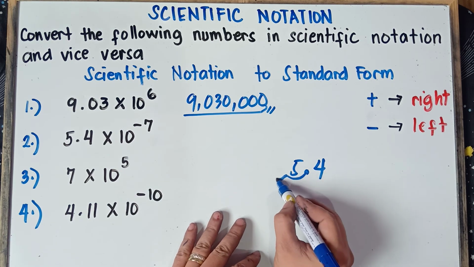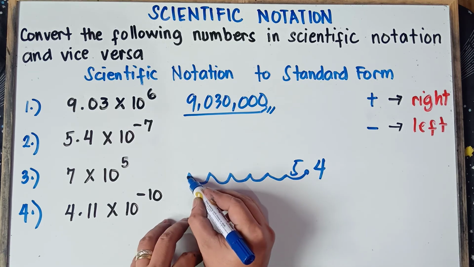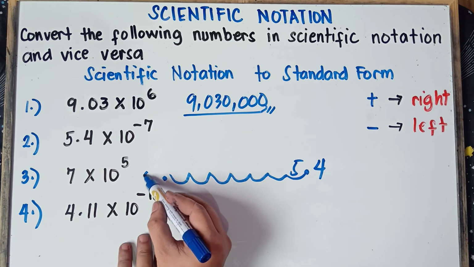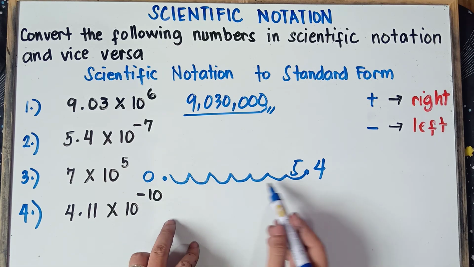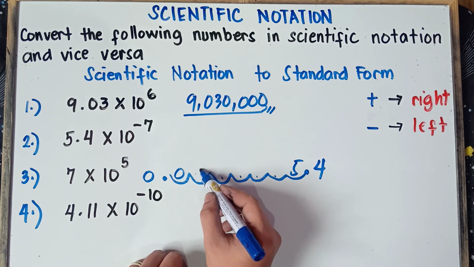So 1, 2, 3, 4, 5, 6, 7. And the decimal point will be here. So therefore, we need to add 0 here. So let's count the number of zeros. 1, 2, 3, 4, 5, 6. So therefore, we need to add 6 zeros.